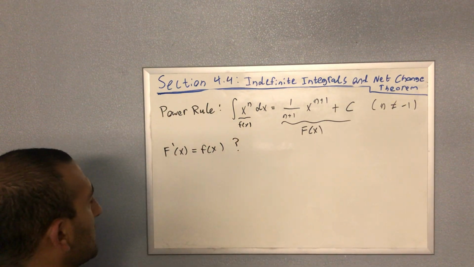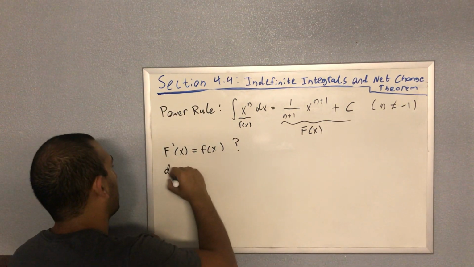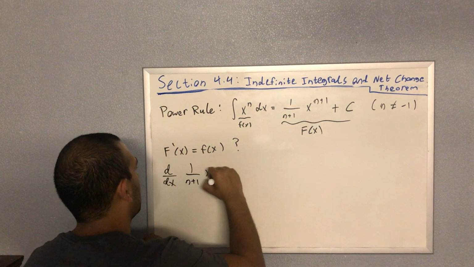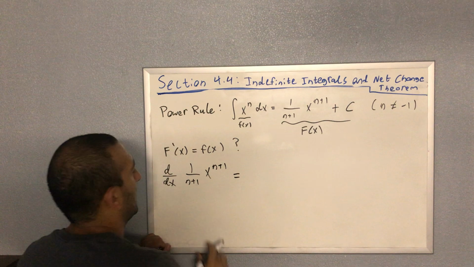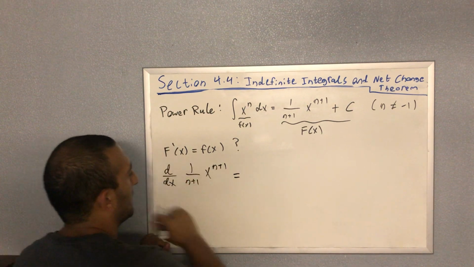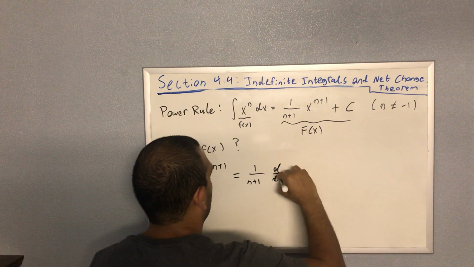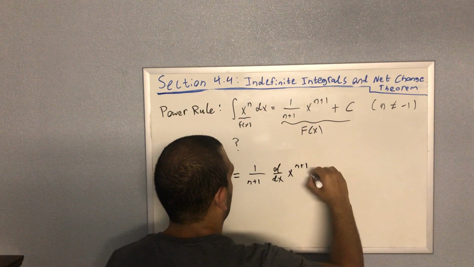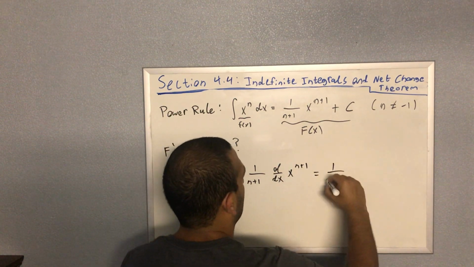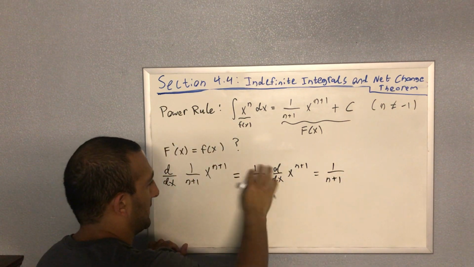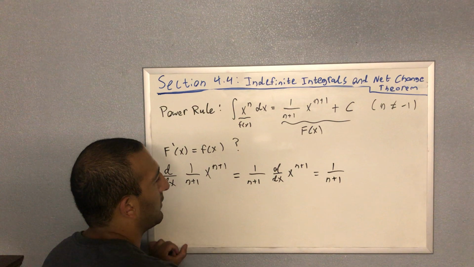Is this true in our case? Well, let's see. If you take the derivative of 1 over n plus 1, x to the n plus 1, this is a constant, remember, so you can just pull it out. So this is 1 over n plus 1 times the derivative of this. And then so 1 over n plus 1 here. It's the same. Then you just use the power rule here, right?